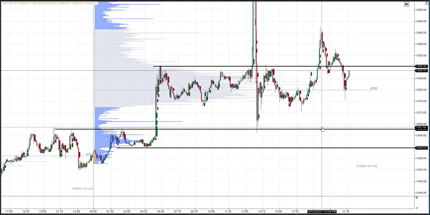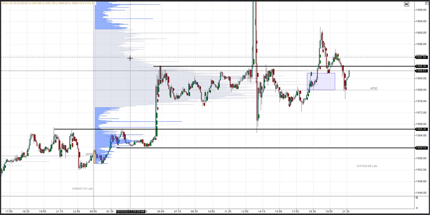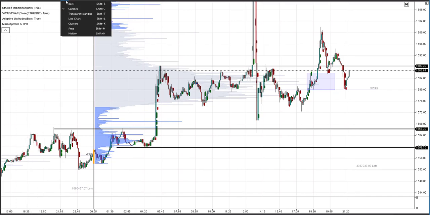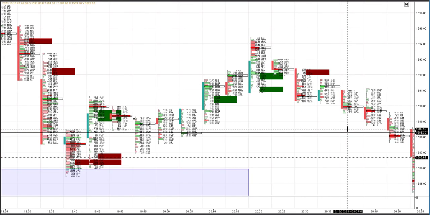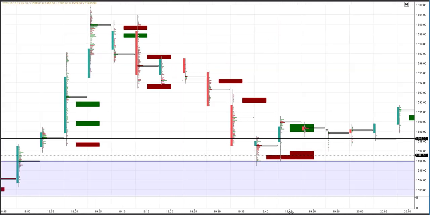One of the things that you could look at, let me explain by actually going through this example. You could see that we had a demand area here, right? The price got back here and reacted to this demand area, and went up. So let's check what we really had on that demand area, and what really happened here.